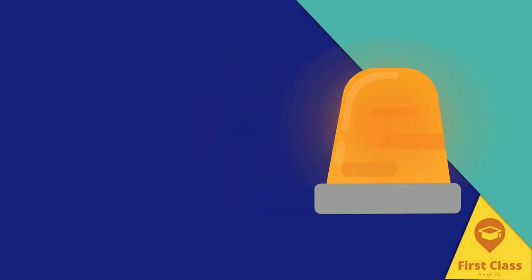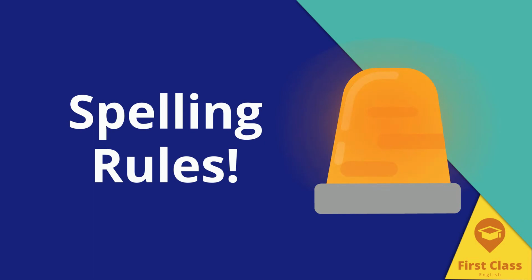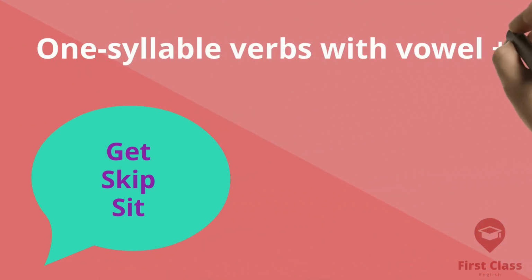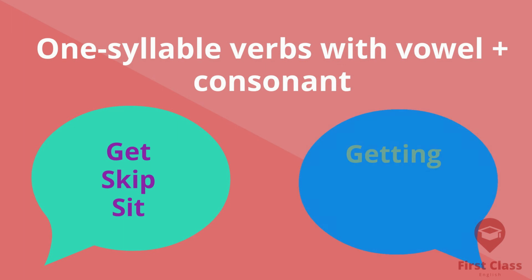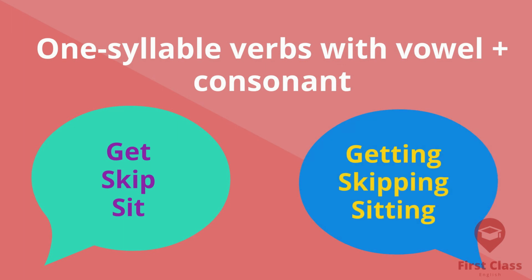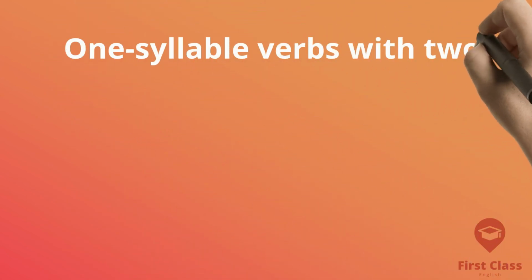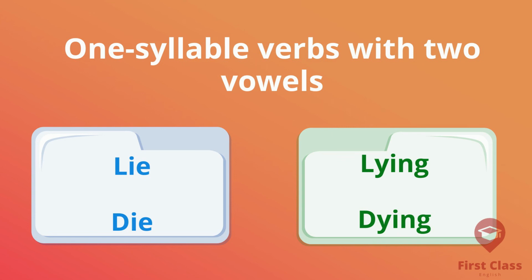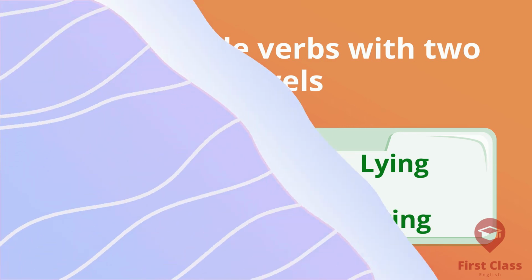Hold on, this might seem easy enough, but we have to be aware of some spelling rules. For example, think about some verbs like get, skip, or sit. They have one syllable and end with a vowel and a consonant. In this case, we need to double the consonant before adding ing. Or verbs that end in two vowels. For example, lie and die. We then change the spelling to add y plus the ing.